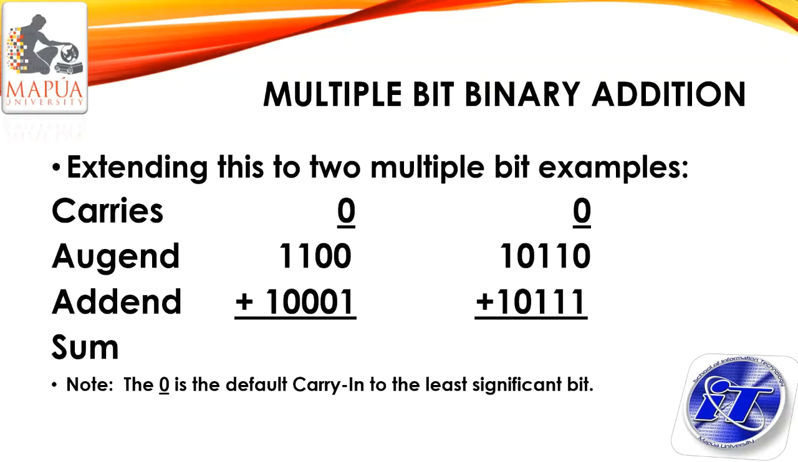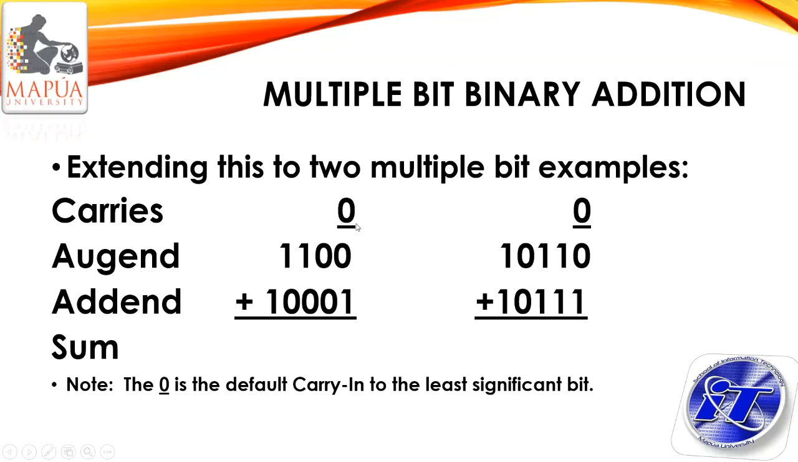Okay, so based on this, let's have examples with more than one digit, or more than one bit. So let's add these numbers. 1100 plus 10001. And the carry from the previous or from the right position is 0.